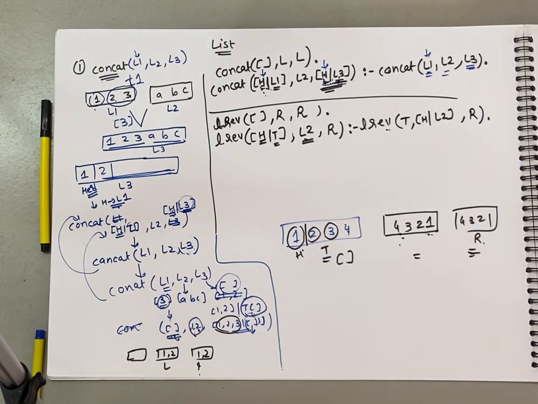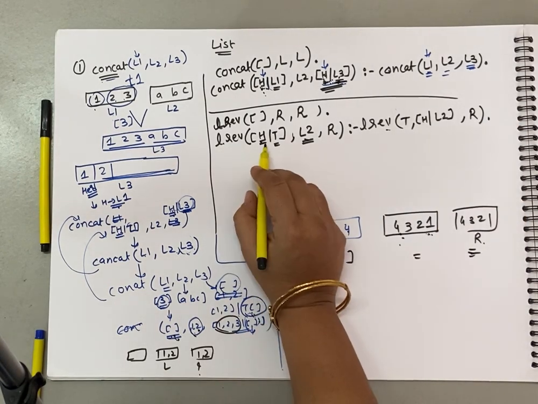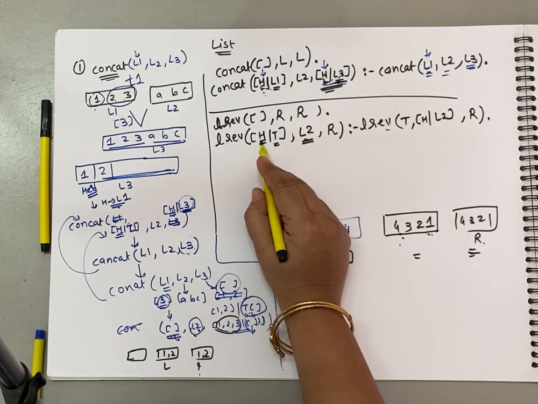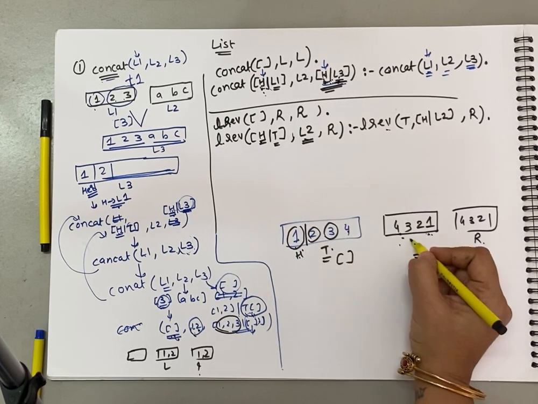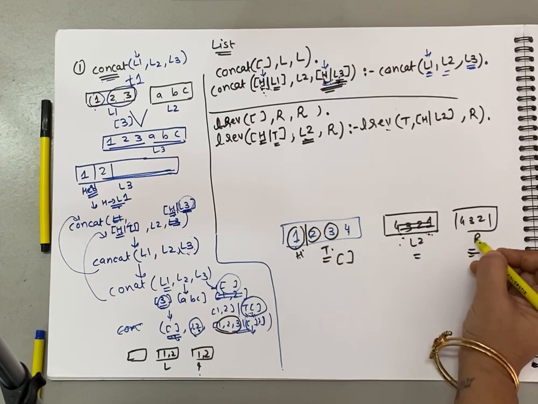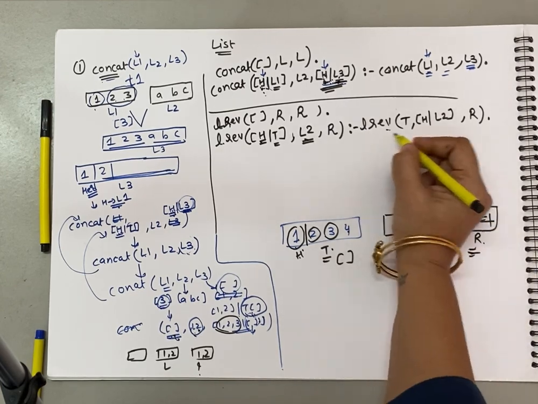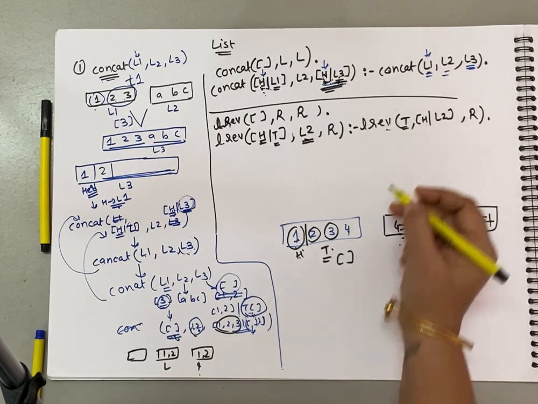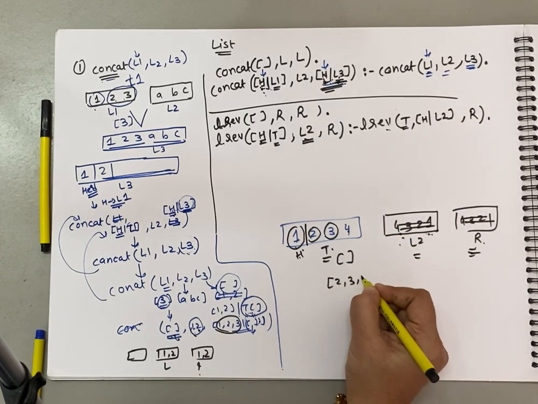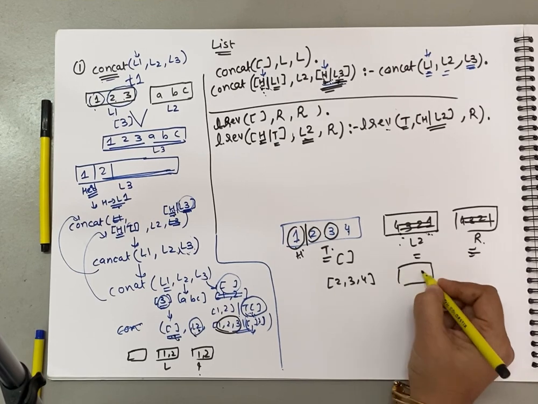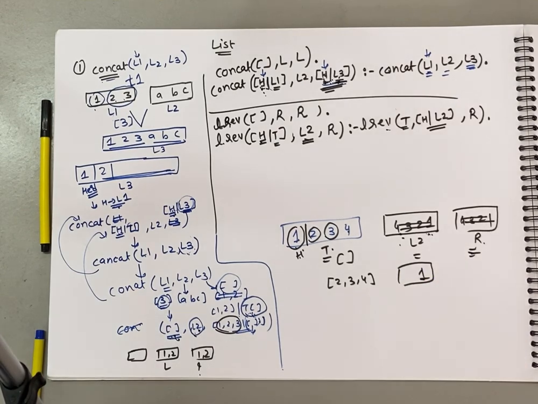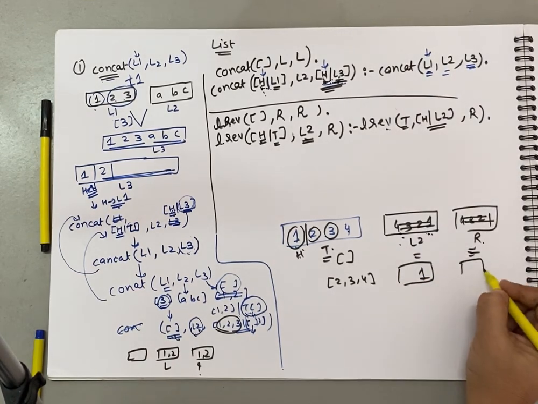Are you getting this? Yes or no? So what is happening over here? How will it run? See, in this list, this is H, this is T. L2 is passed, which is initially empty, and this is also empty. In the first call, T will contain 2, 3, 4. Now H will be added in L2, so L2 will now contain 1, which is the only element and hence the head element. This R is still empty.